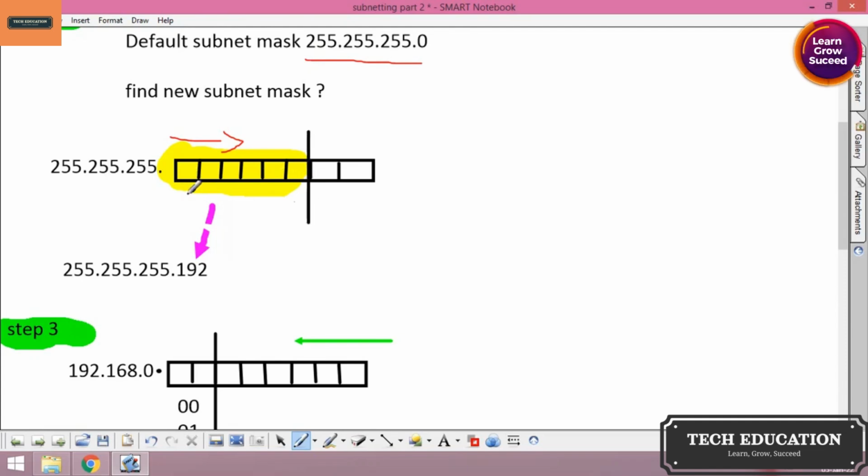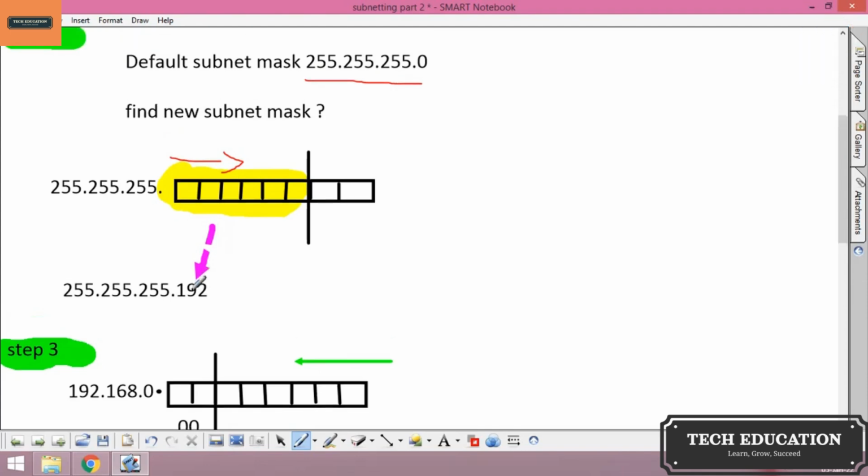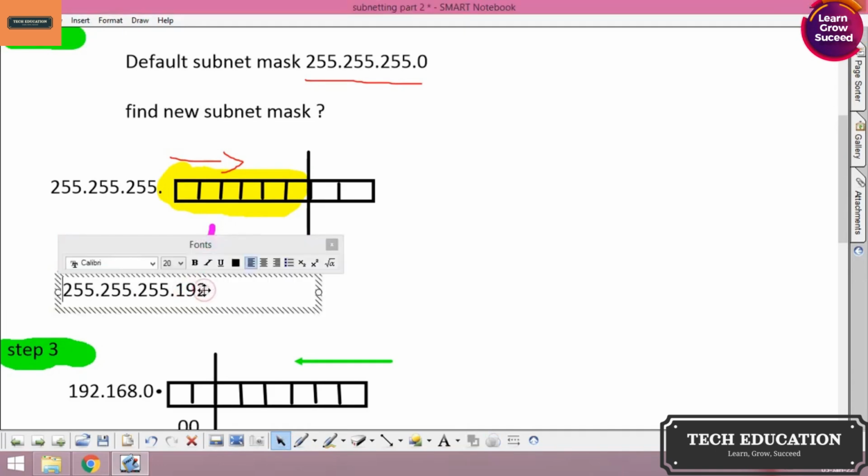So this total is 128 plus 64, 128 plus 64 plus, wait, this side.